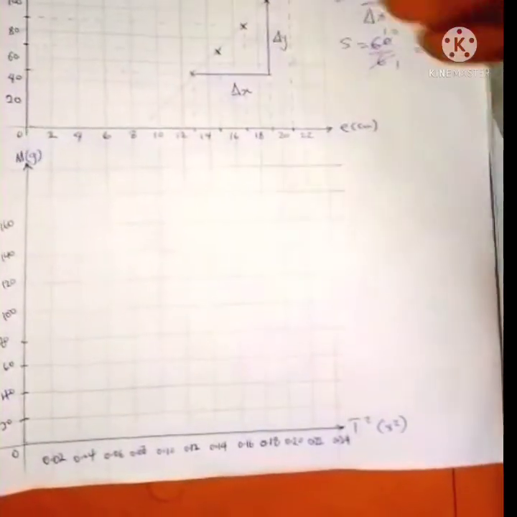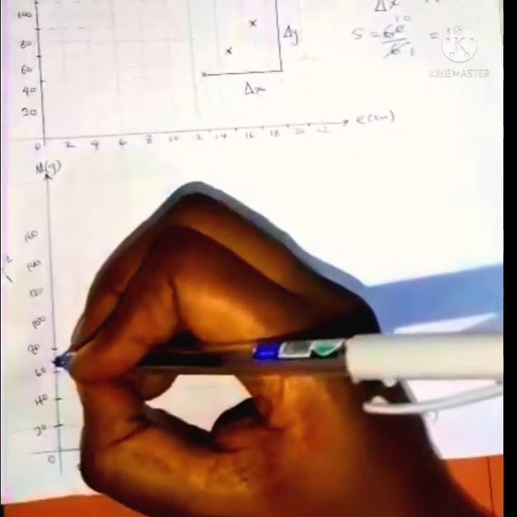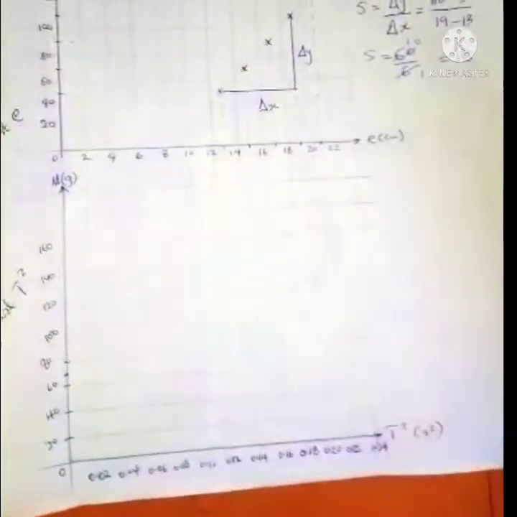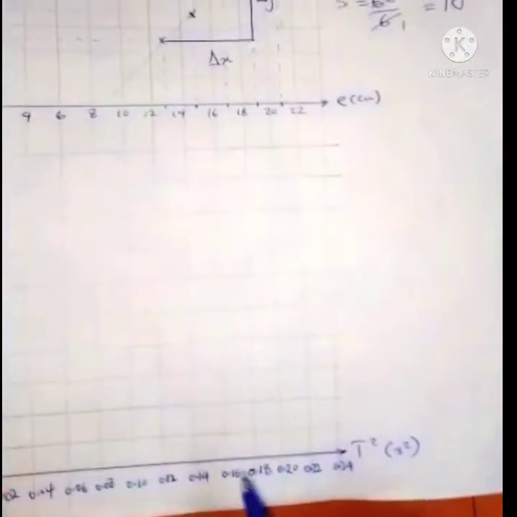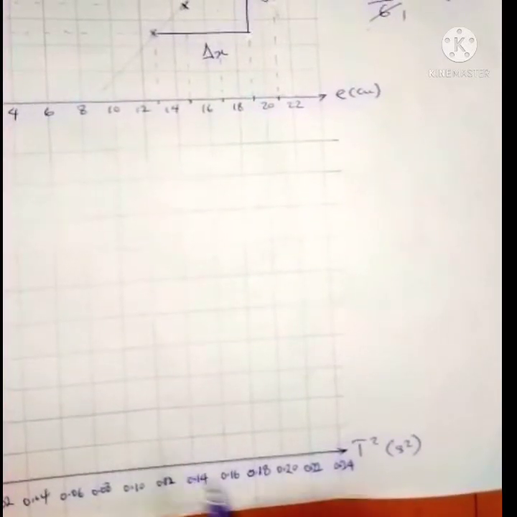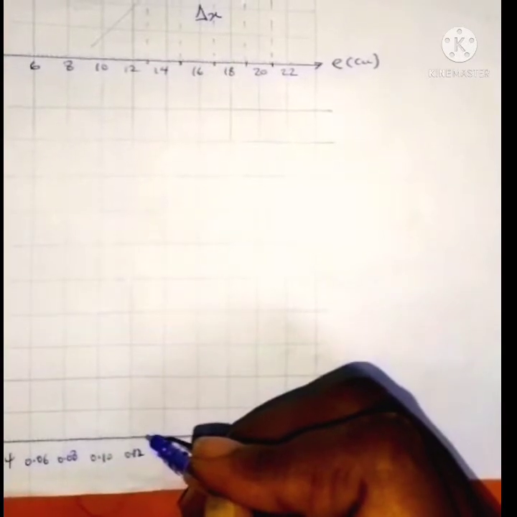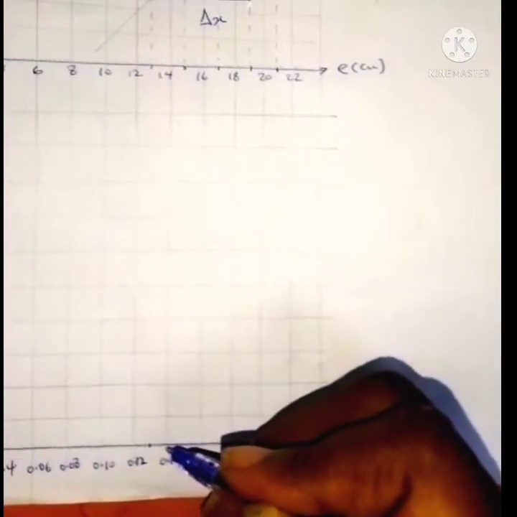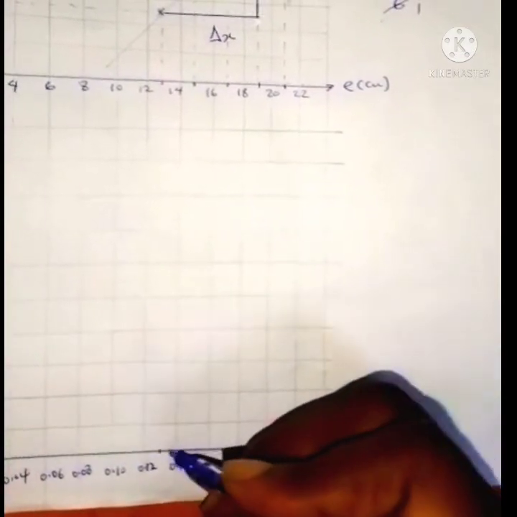So our first reading is 50, right? So 50 is somewhere here. Then T square 0.138, okay? So 0.138 will be somewhere here, close to 4. The center will be 0.13, okay? So 8 will be somewhere here, or 9, okay? So this is the point.